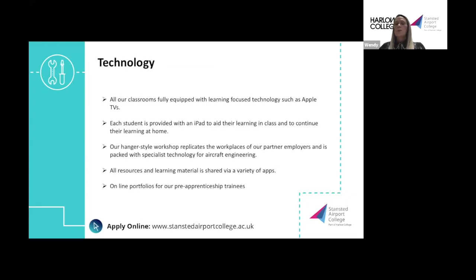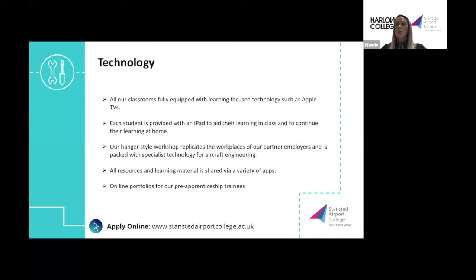We are an Apple Distinguished College, meaning we are recognised for our excellence in delivering and developing digital skills. All of our classrooms are fully equipped with learning-focused technology, such as Apple TVs. This enables our learners and staff to deliver presentations via their iPads. Each student is provided with an iPad to aid their learning in class and continue with their learning at home. This means that learners are able to access learning whenever and wherever they want.